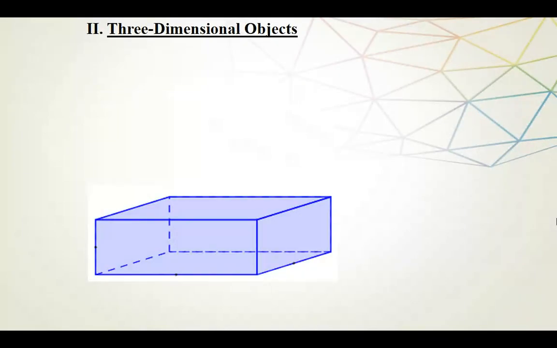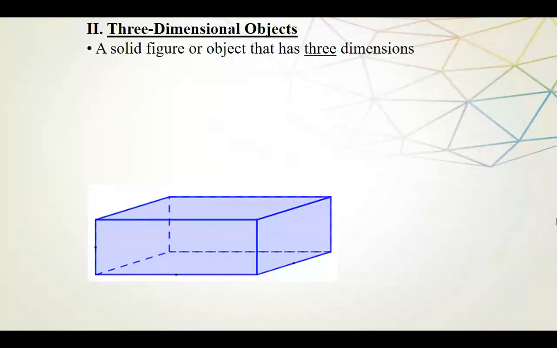Let's start off by looking at a three-dimensional object. The object that you see on the screen, as you'll come to know later, is referred to as a right rectangular prism. And a three-dimensional object is a solid figure or an object that has 3 dimensions. These 3 dimensions are referred to as the length, the width, and the height. What I'm going to do is label the length, the width, and the height of this right rectangular prism directly on the diagram.